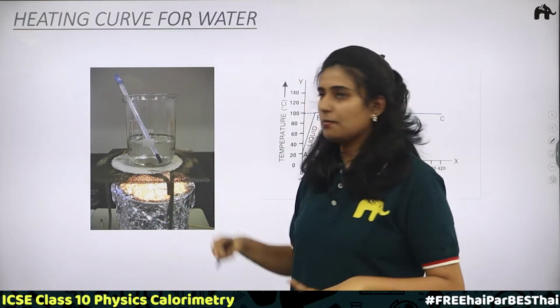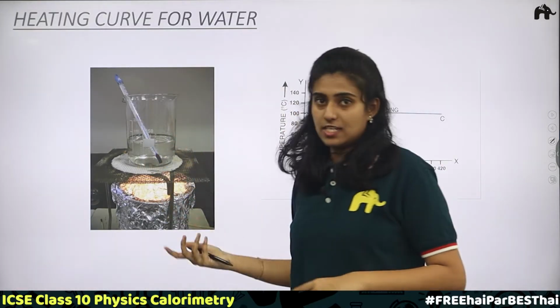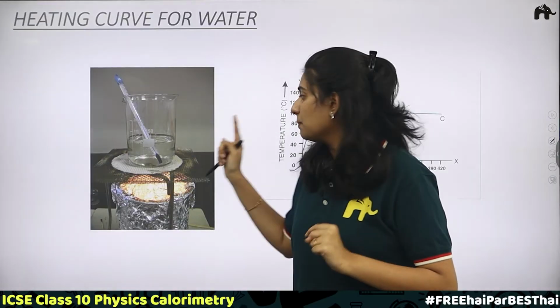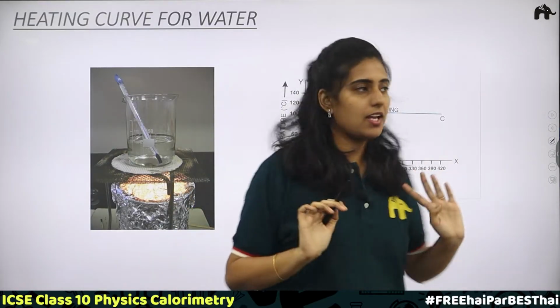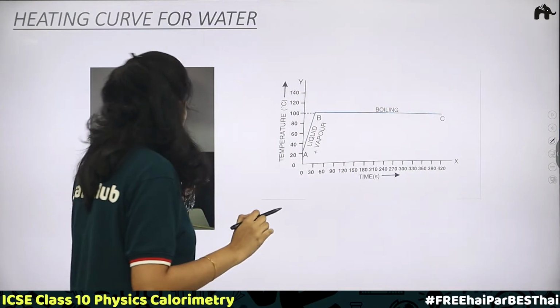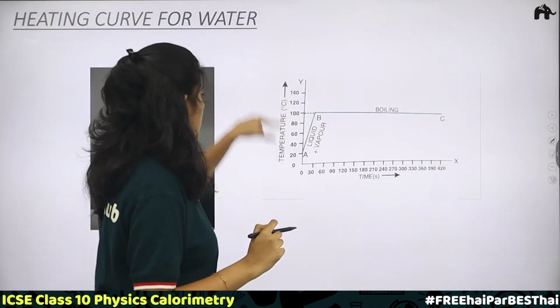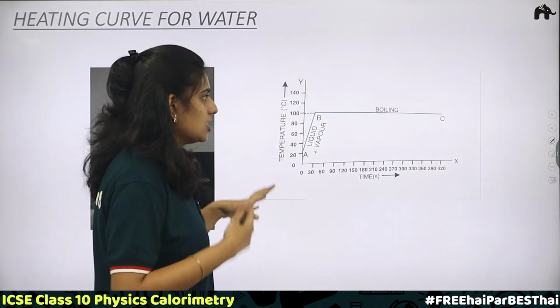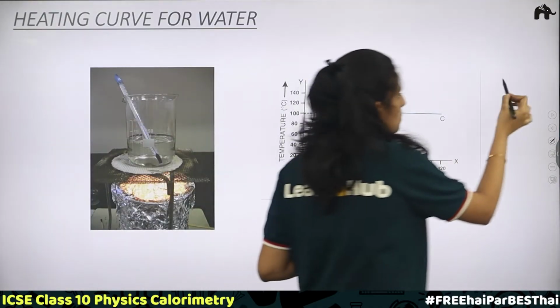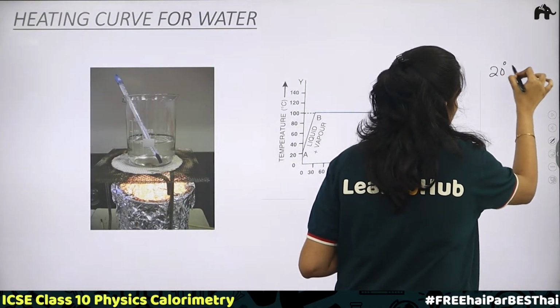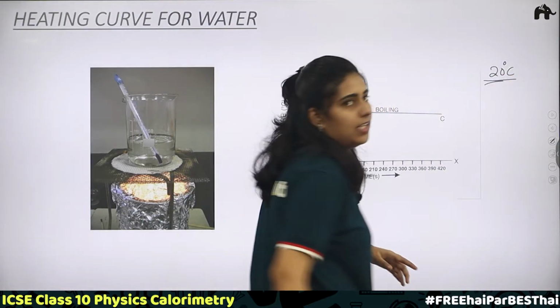When heat energy is being supplied, what happens? The water starts heating. It will start boiling. So a graph is plotted in a similar manner to what we had done before. A graph is plotted between time on the x-axis and temperature on the y-axis. Here the temperature is increasing. You are taking water at room temperature, let's say 20 degrees Celsius.